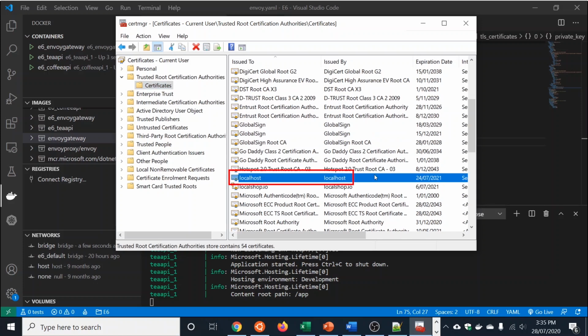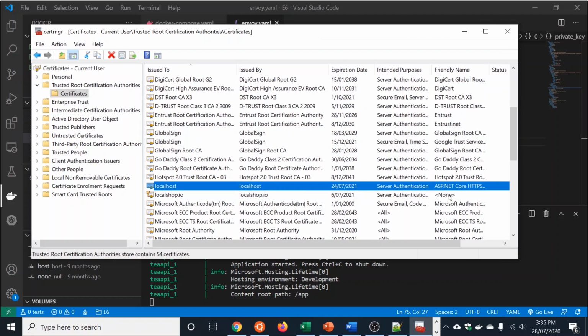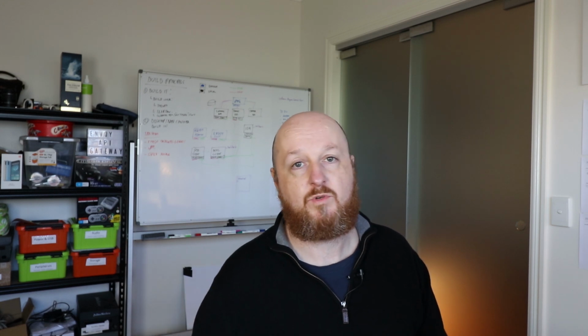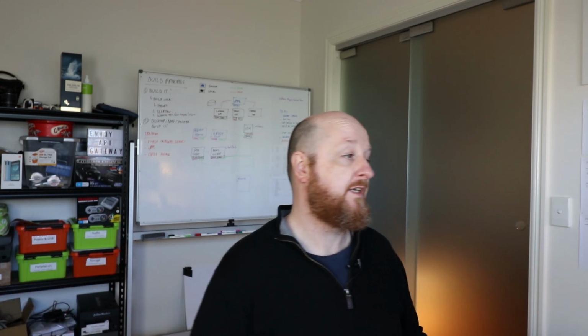Why isn't it trusting it? Great question. This localhost certificate was created by .NET Dev Certs, and you can see here ASP.NET Core as the friendly name. That's cool, but the localhost certificate we created was done in OpenSSL. So it's a completely different certificate, really.